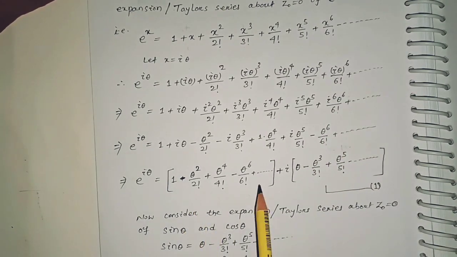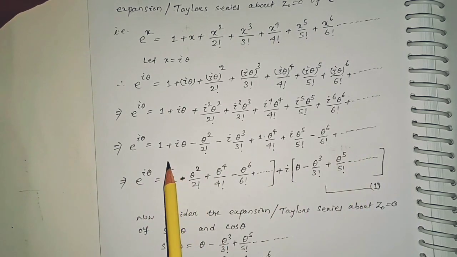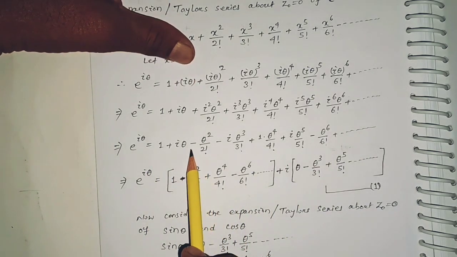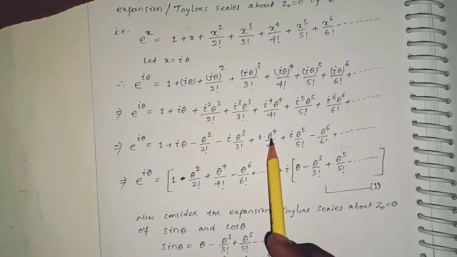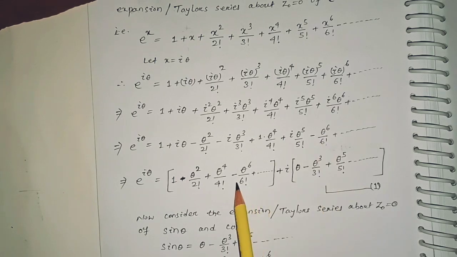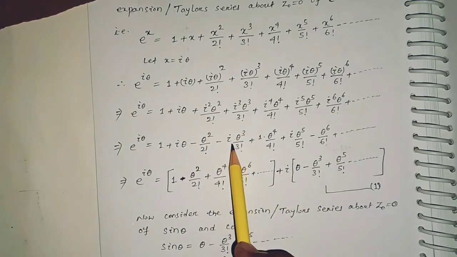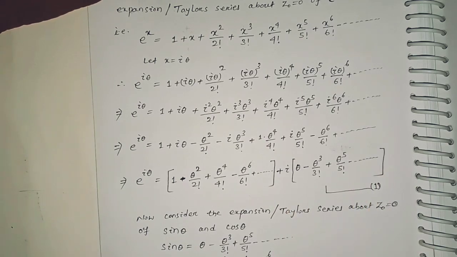Here we are going to segregate the real part and imaginary part of this series. This is the real part of the series: 1, minus theta square by 2 factorial, plus theta to the 4 by 4 factorial, minus theta to the 6 by 6 factorial and so on, plus i into, with all the imaginary terms written separately, theta minus theta cube by 3 factorial plus theta to the 5 by 5 factorial and so on, where i has been taken common. Let this be equation number 1.